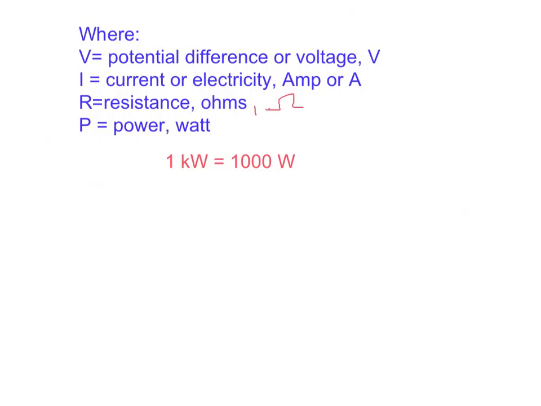Remember that V is the potential difference or voltage. The unit is V, or volts. I refers to the current, or electricity. The unit is amp, or simply A. R refers to resistance, which is in ohms with this symbol. P is power, which is in watts. 1 kilowatt is equal to 1,000 watts. Please copy this in your notes because this one is not included in your PowerPoint slide.